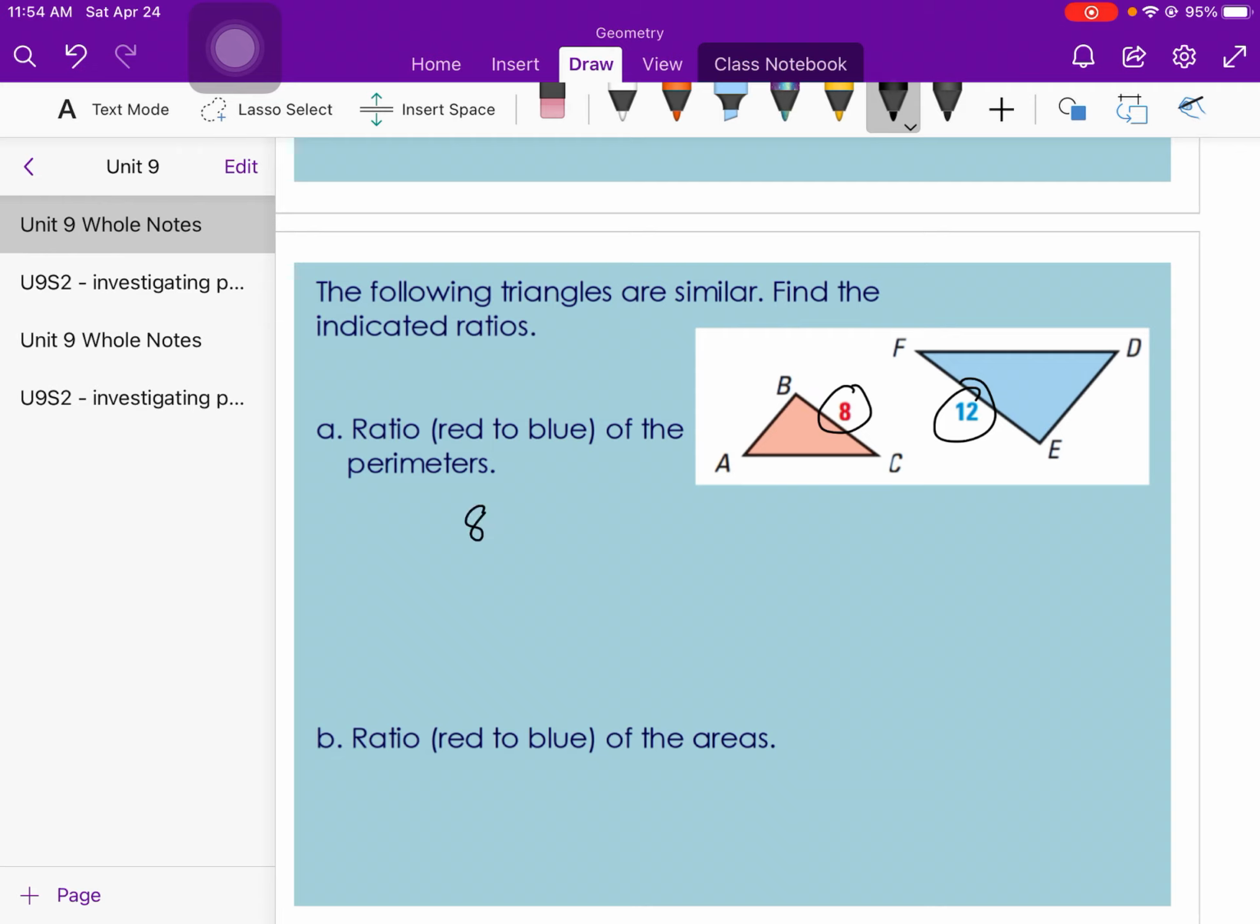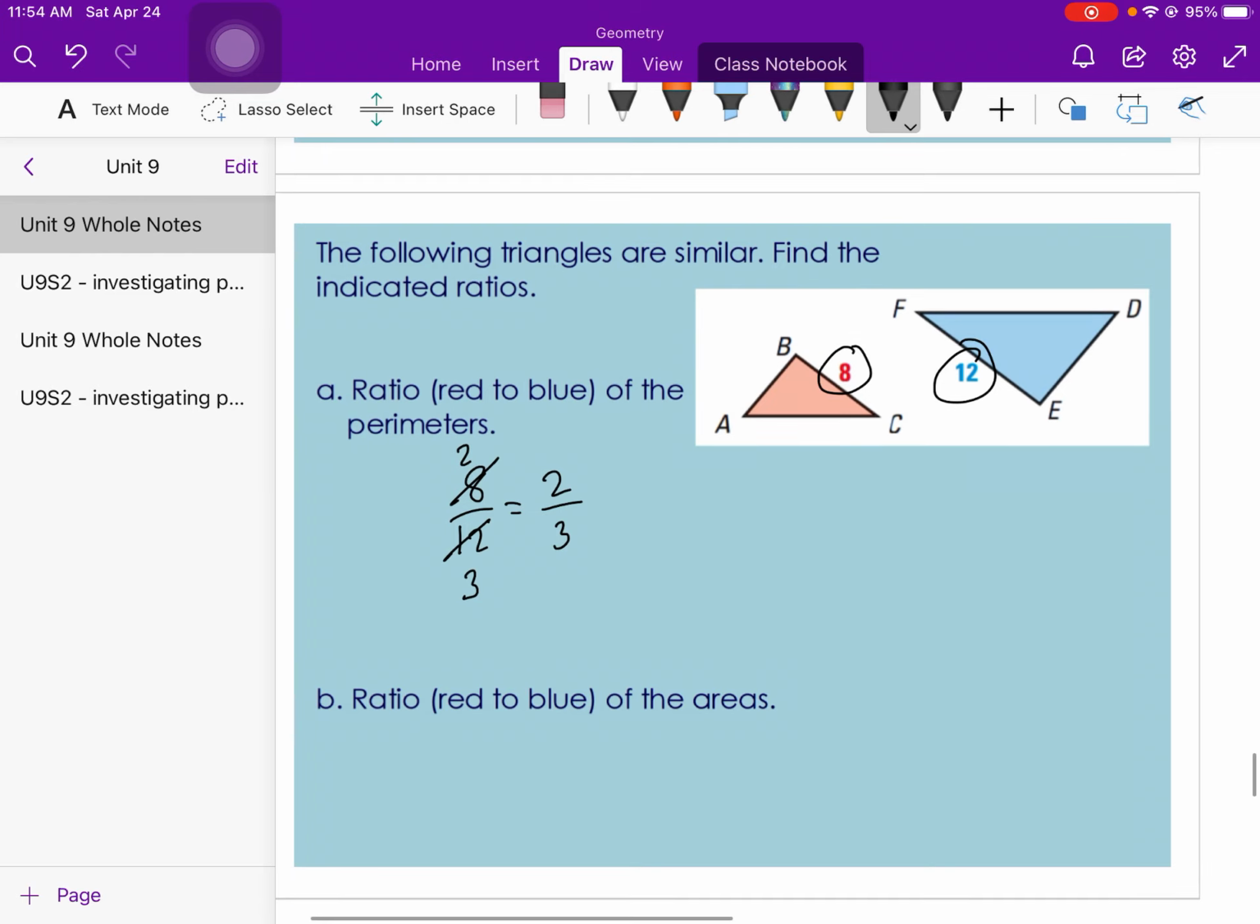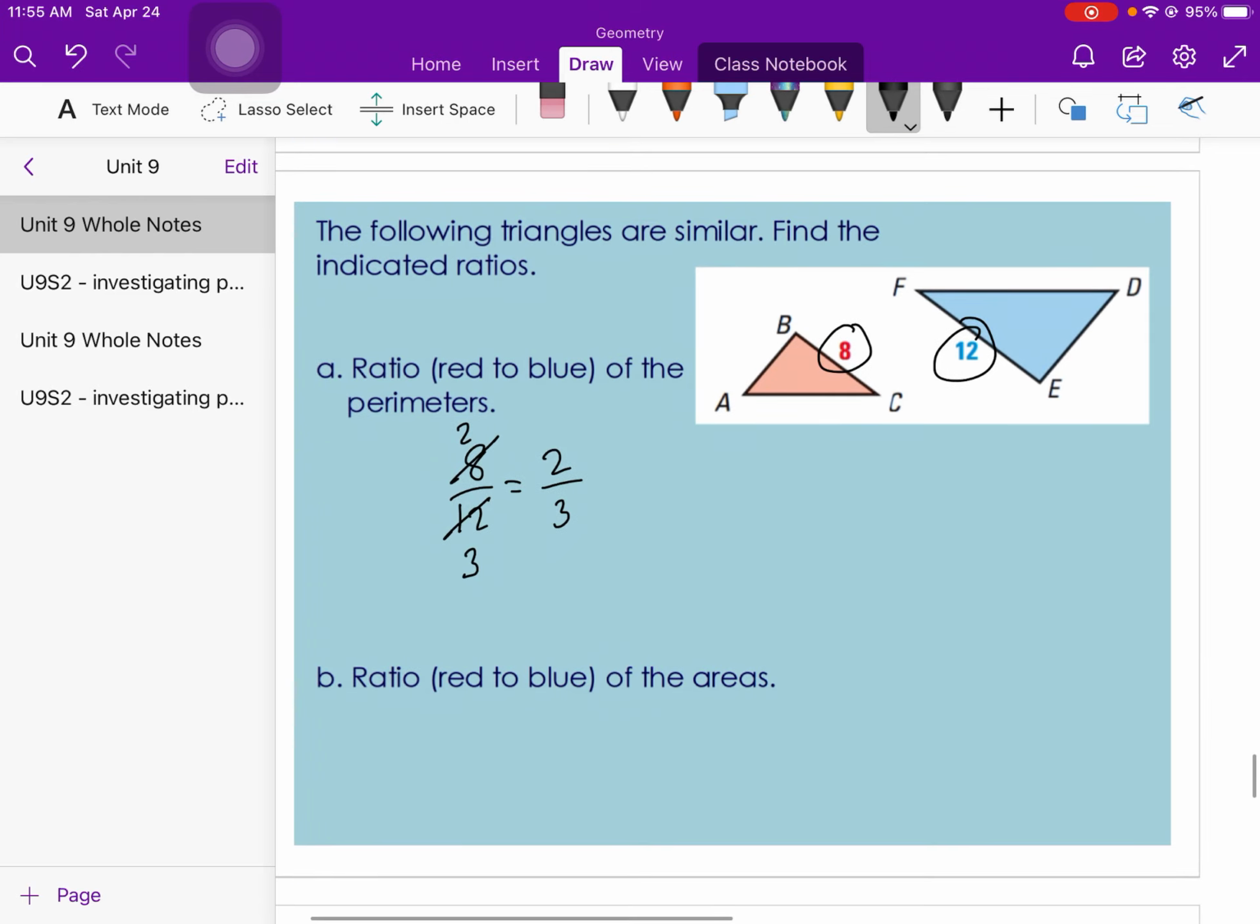So if we wrote this as a fraction, it would be 8 to 12. And then we can reduce this. So 4 goes into both 8 and 12. It would go into 12 3 times, and it would go into 8 2 times. So the ratio is 2 to 3. And that would be the scale factor from the first figure to the second.